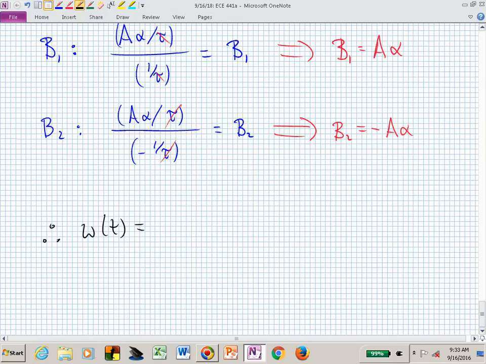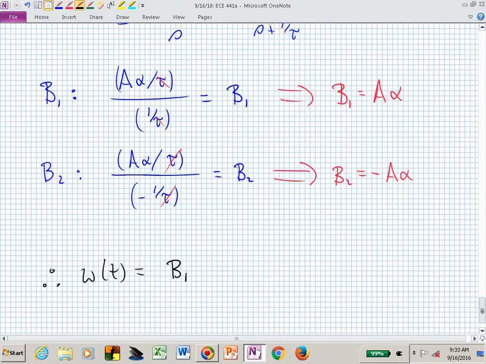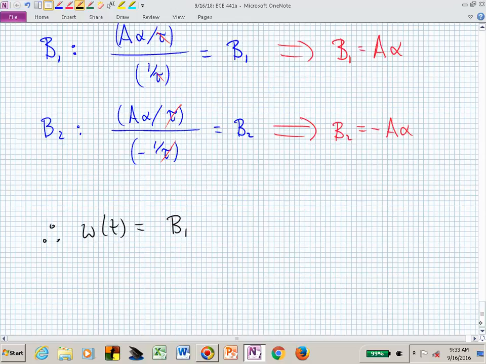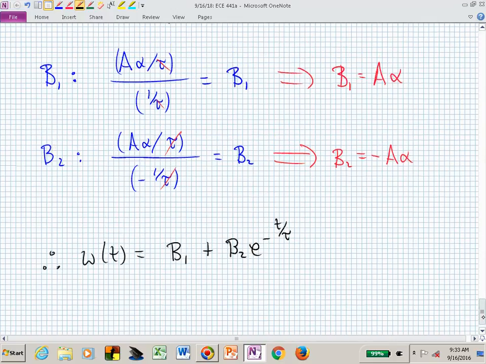What's b1 over s in the time domain? This is just b1, isn't it? And what's the other piece? If we inverse Laplace transform b2 over s plus 1 over tau, yes. So this is now b sub 2 e to the minus t over tau.